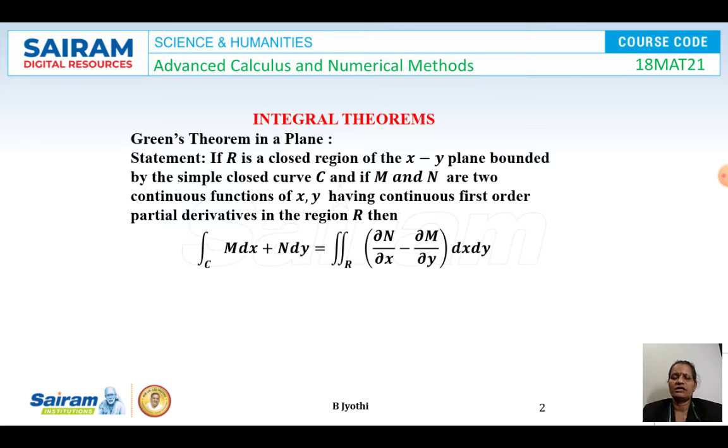So the first one is the Green's theorem in a plane. For these theorems, only the statements will be used for solving the different types of problems. The proof is out of the scope.